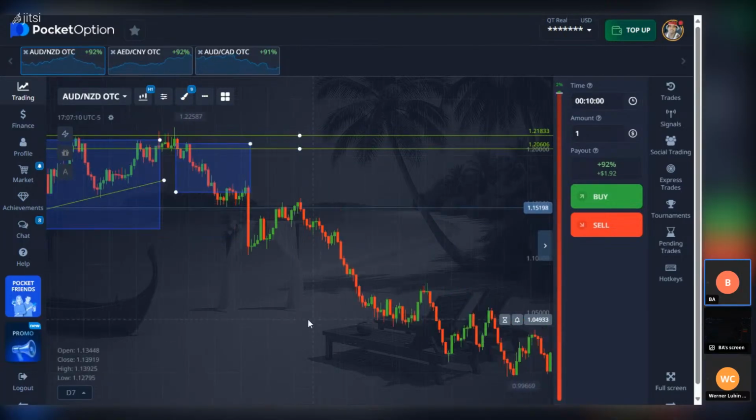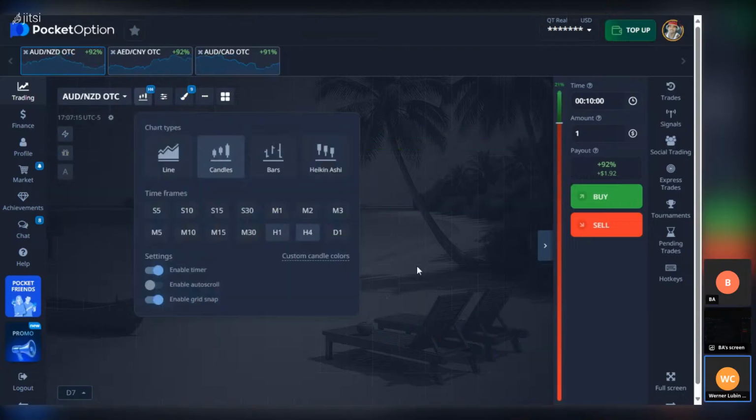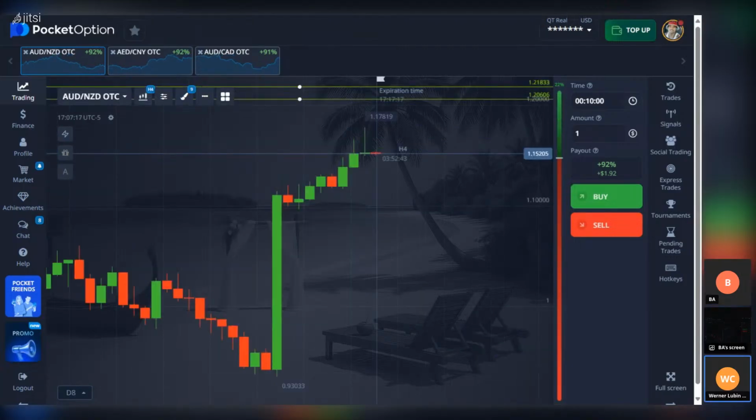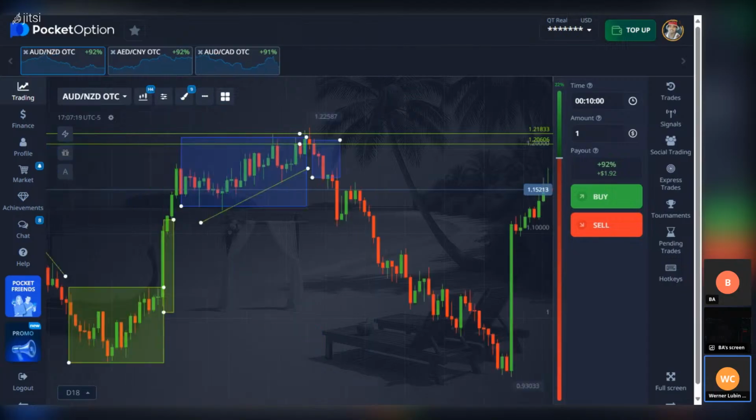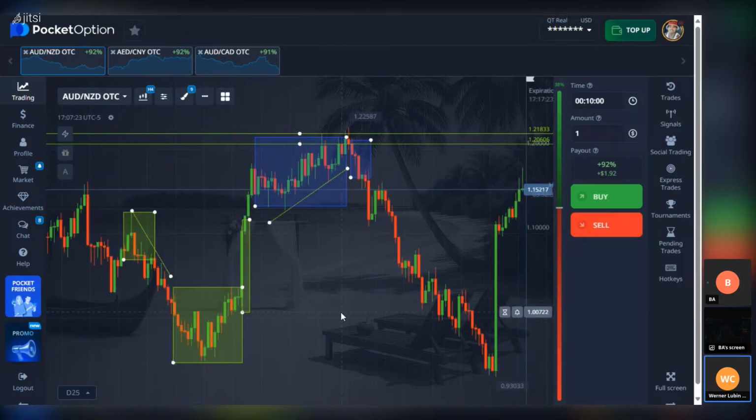Let me go back. Can I zoom it out? So basically, when it makes that big move and it hits that level the first time, it makes the resistance level. It trends downwards, and then it goes back up to the resistance level that it had already touched previously. That's when you go in for your 10-minute sell.